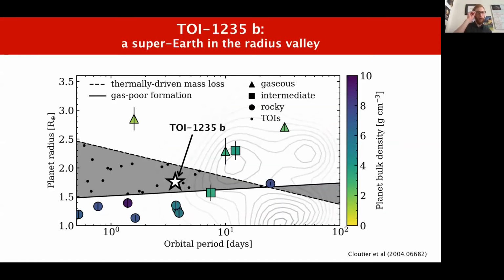TOI 1235b is a super Earth, as you can see. It sits directly within the radius valley, directly within this shaded region of interest. Here it is. And because it orbits a bright early M dwarf, we decided to go after it to obtain a precise mass characterization so that we can understand whether this planet is rocky or non-rocky, which we can then compare to the 2 model predictions.